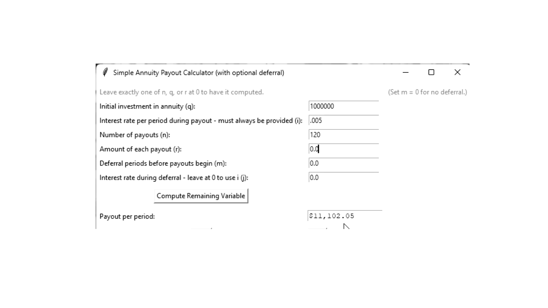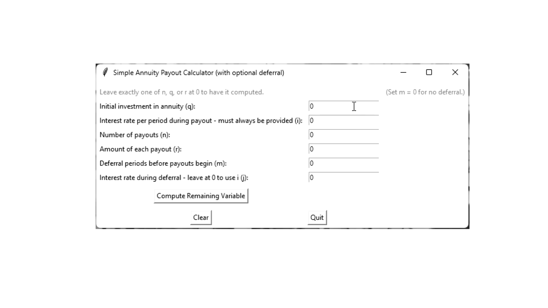So we'll compute that. It's saying we can withdraw $11,102.05 every month for 10 years, 120 payouts, and that'll eventually deplete our $1 million to 0. And keep in mind, when you withdraw this the first time, for example, you're still earning interest on the remaining amount. So you're not staying stagnant. You're making interest on the amount of money that's still in there. So that helps a little bit.